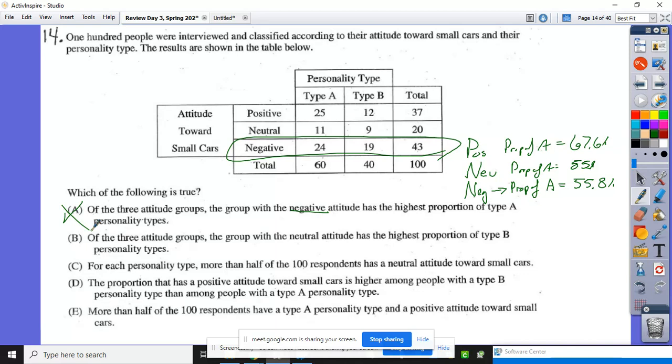Where I only dealt with one specific and then found probability within that one specific? Conditional probability. So most of these are dealing with conditional probabilities, you just have to do them correctly.